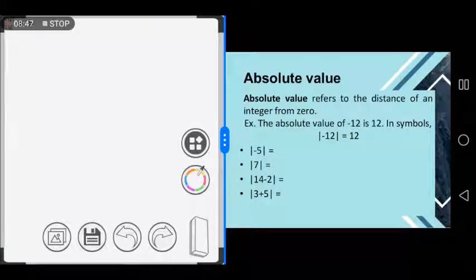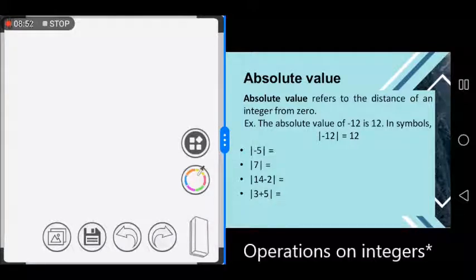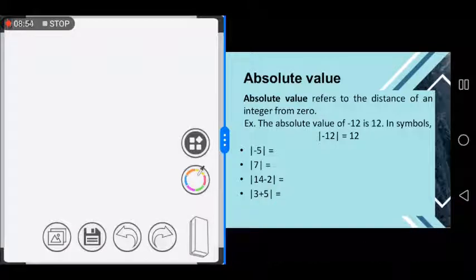Now, there are several terms that you have to know before we start discussing the operations on sets. The first term is what we call the absolute value. Absolute value refers to the distance of an integer from 0. So, for example, the absolute value of negative 12 is 12.